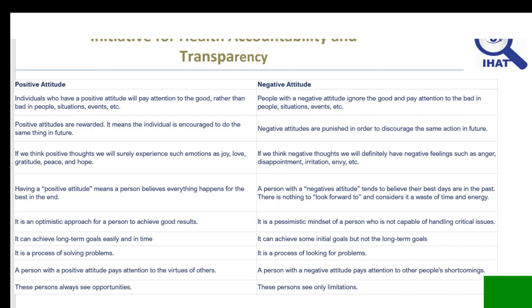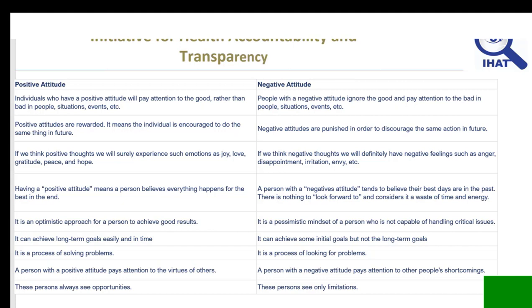clearly described. Individuals who have a positive attitude will pay attention to the good rather than bad in people or in situations, while on the negative side, people with a negative attitude ignore the good and pay attention to the bad in people, in situations or events. Positive attitudes are rewarded. It means the individual is encouraged to do the same thing in future, while negative attitudes are punished in order to discourage the same action in future.